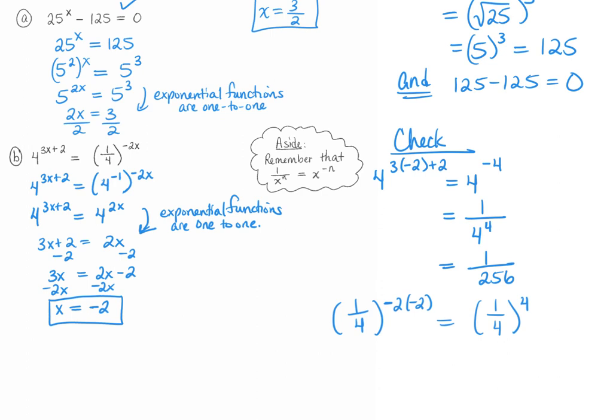1 over 256. Good. Because that's the same thing as 1 to the 4th over 4 to the 4th. Right? So that's the same thing as 1 over 256. So does it check? Yeah. You got it. Those two are equal. So yes, that checks. What questions do you have?